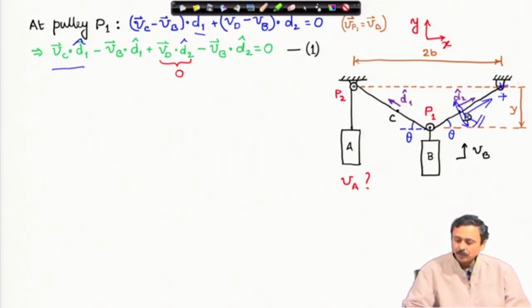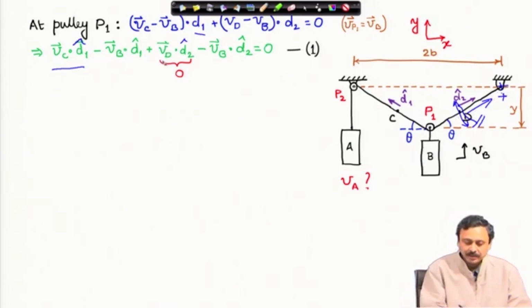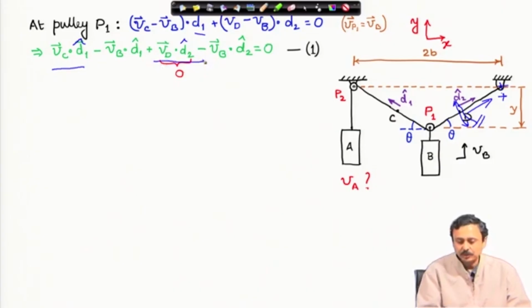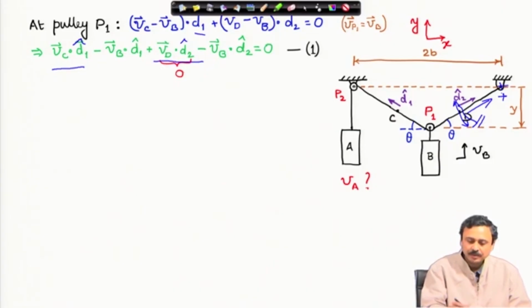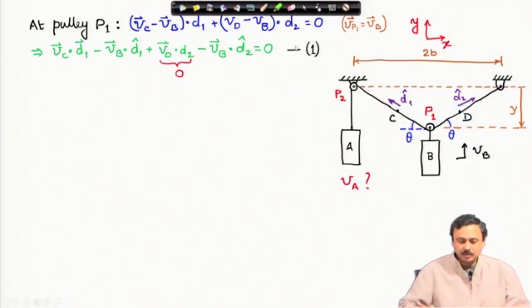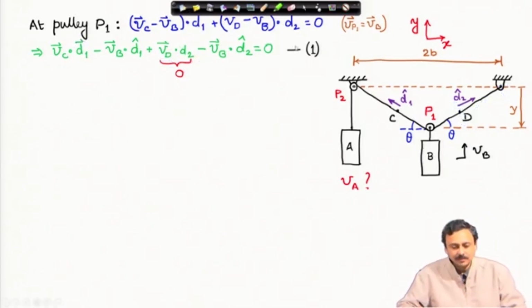Therefore, this point D can only move perpendicular to the string, it cannot move along the string because it is fixed at one end. Therefore, Vd dot d2 cap must be 0. So, that is our equation 1. So, we have a simplification, Vd dot d2 cap is 0.